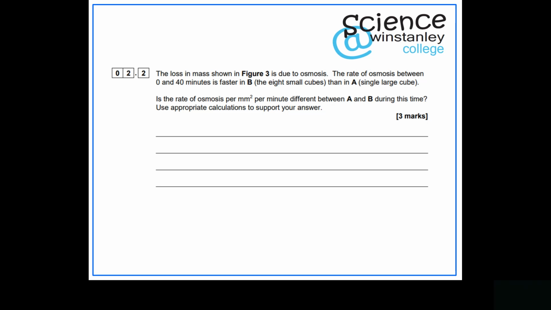The question does say the rate of osmosis between 0 and 40. So you've got to get the starting point at 0 and what it finished at 40, and you've got to work out the difference. That's another bit. You've then got to use your surface area and the rate to work out, is there a difference? So I'm not going to do any more than that. I'm going to leave you those two things, a couple of calculations first to try and answer the question. So if you'd like to have a go at the question, pause the video now.